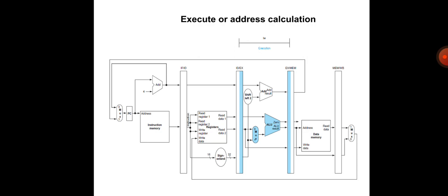In the next stage, execute or address calculation, in the previous stage we have written the output, so here we have to read that. In the second pipeline register we are reading the data, so the right half is highlighted. The ALU address calculation and execution is done in the ALU unit, so the ALU unit is highlighted and the multiplexer is highlighted. It is then written into the next pipeline register. The EX/MEM pipeline register is highlighted at the left half to indicate that the data is written.